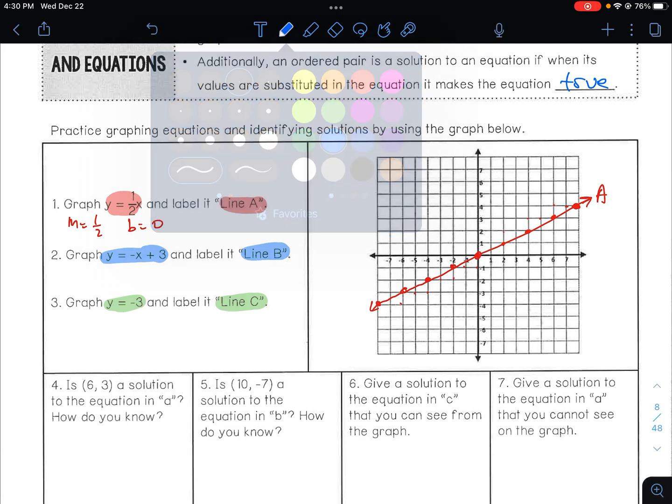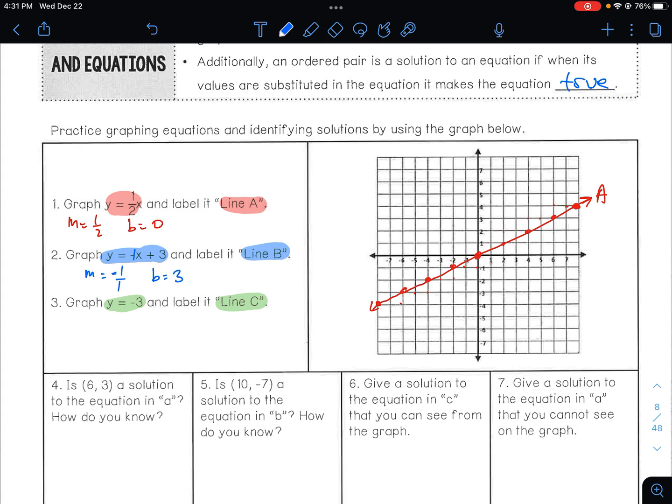Let's do line B. Our slope is like -1x. So that is a rise and run of -1 over 1. Our y-intercept is +3, so we start at 3. Rise over run of -1 over 1, so down 1 over 1. Down 1 over 1. Down 1 over 1. Here we go, all these points. Let's see if I can get a straight looking line. Fairly straight. They want us to call this line B.